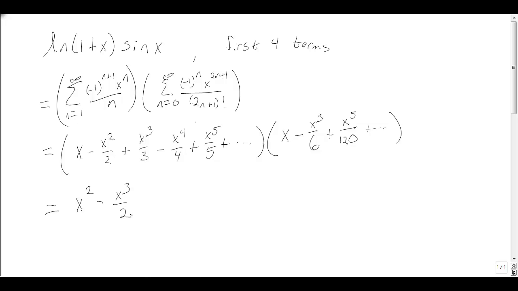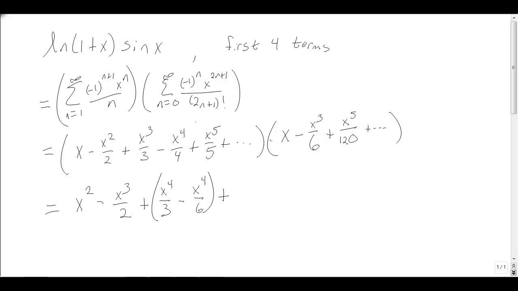What about x to the 4th? Well, I could take x times x cubed over 3, which gives me x to the 4th over 3. Or I could take x cubed over 6 on the right times x, which gives me minus x to the 4th over 6. Group those together.